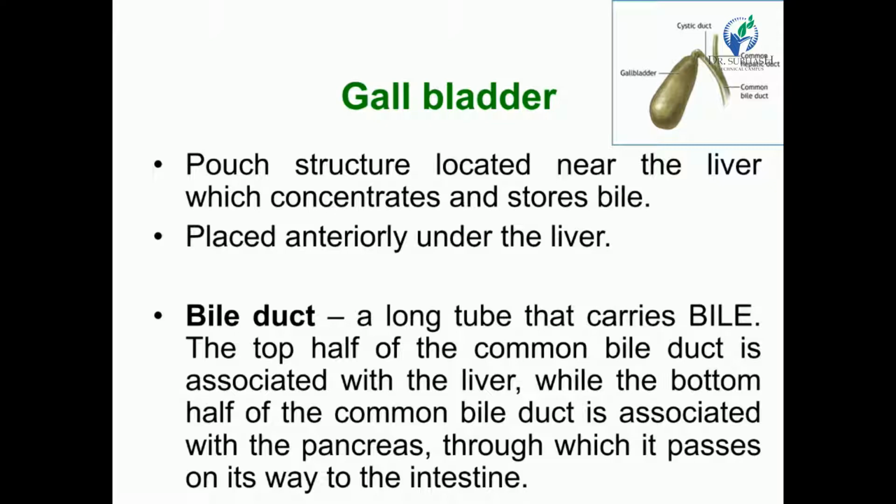The top half of the common bile duct is associated with the liver, almost 50% of it, while the bottom half of the common bile duct is associated with the pancreas, through which it passes on its way to the intestine. Here, the duct carries the bile juices and opens jointly with the pancreatic duct into the duodenum.